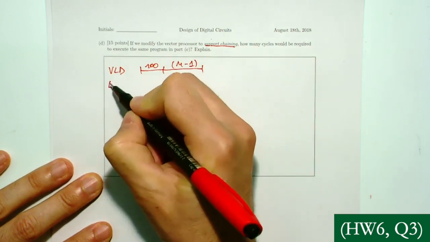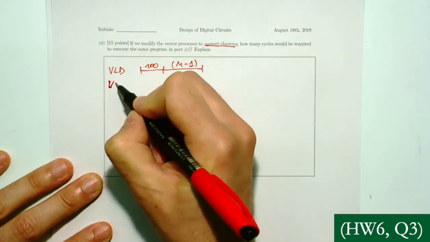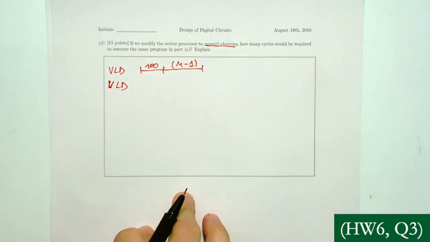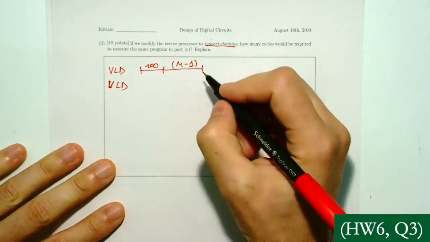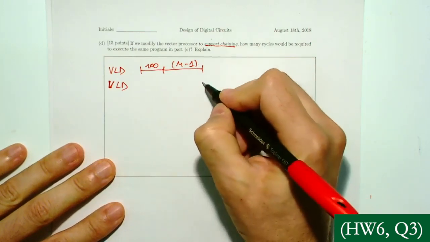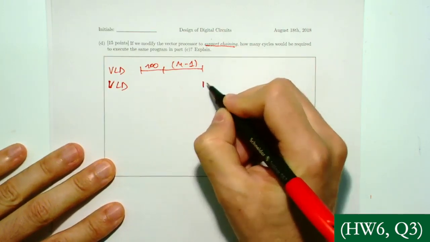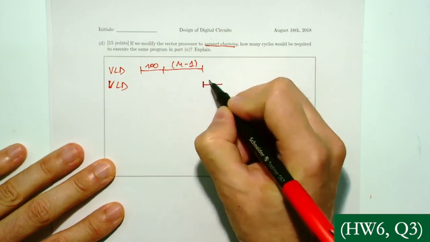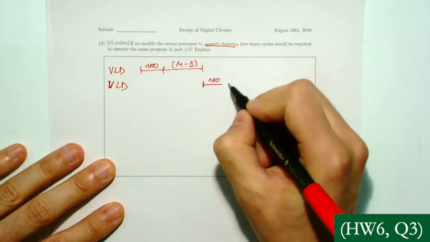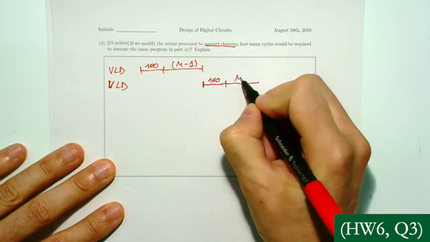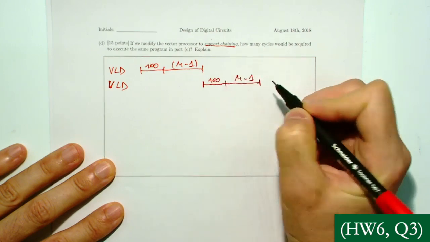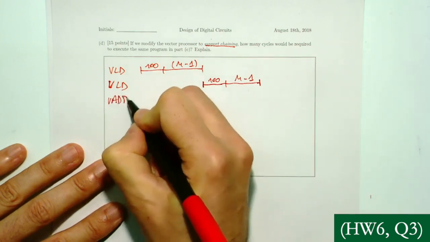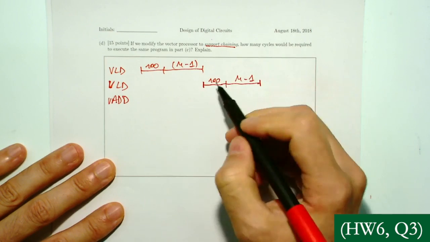So you have the second load. Second load is independent from the previous one, but we have only one load execution unit. So we have 100 plus n minus 1. You have the add. And the add.